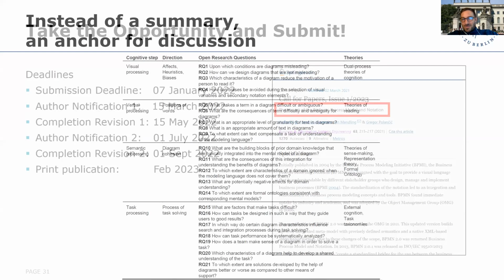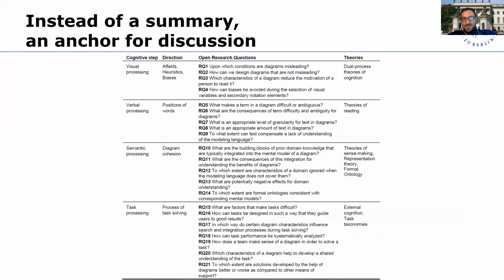So instead of a summary, I want to put up this research question slide again. Maybe this can be an anchor for one or the other person in the audience for raising a question or a comment. And I would be happy if we can use these remaining 10 minutes for discussing.